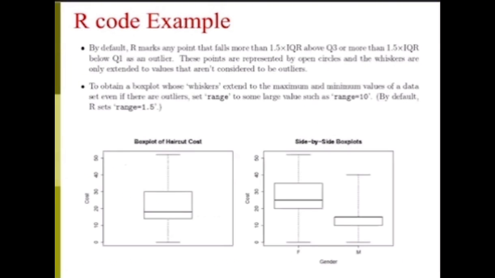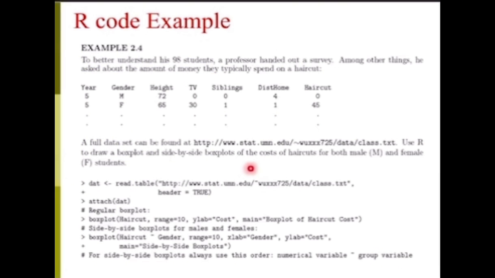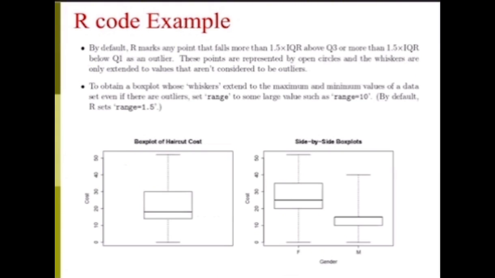My TA is going to walk you through that. Now take a look at this example. In this example, we collect data set from 98 students about the cost of their haircuts, both female and male. Now this is the overall box plot of the data where you look at all of them, 98 students. You can see the distribution, skewed to the right.